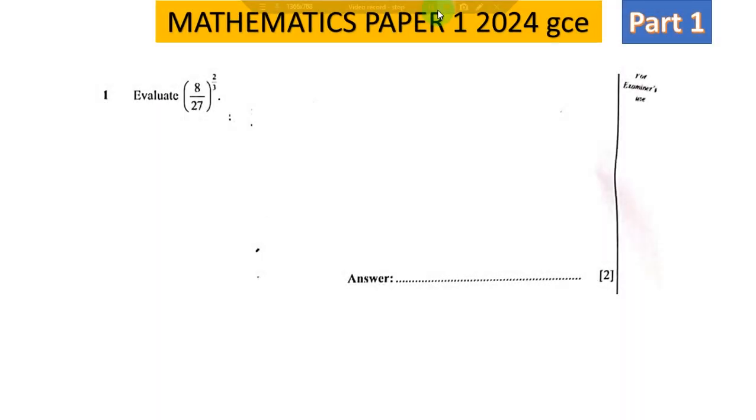Welcome guys to today's tutorial where we'll handle questions 1 up to 10 of Mathematics Paper 1, 2024 GCE.